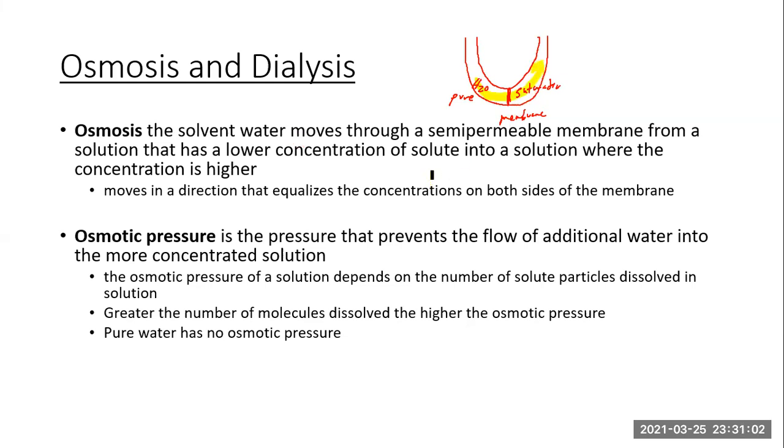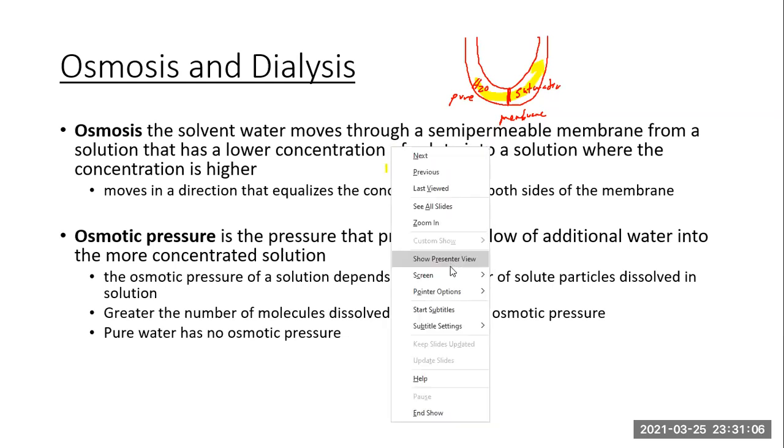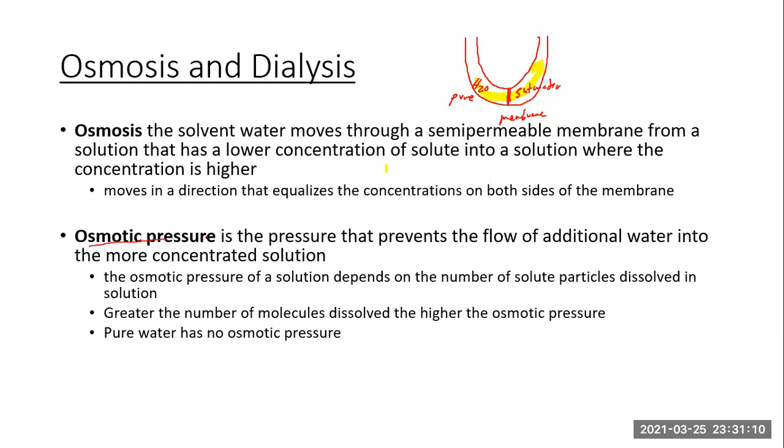And it will continue to flow to that side until it hits what is known as osmotic pressure. The osmotic pressure is basically the pressure that's being exerted down by the atmosphere. At some point, that flow of water molecules will be hitting that osmotic pressure, and they will be equal to each other. And at that point, we will stop the flow of water from the left-hand side to the right-hand side.